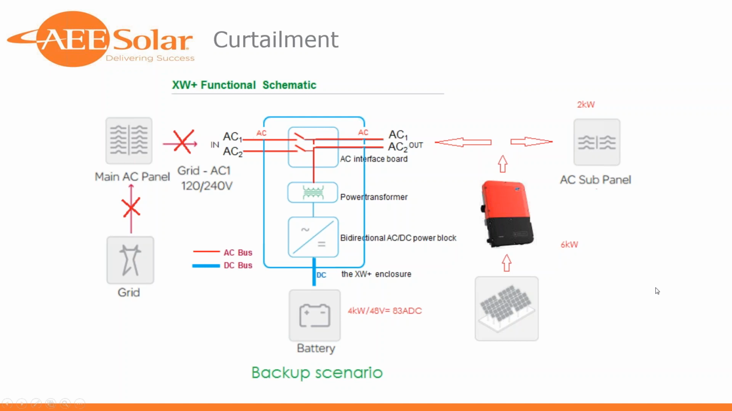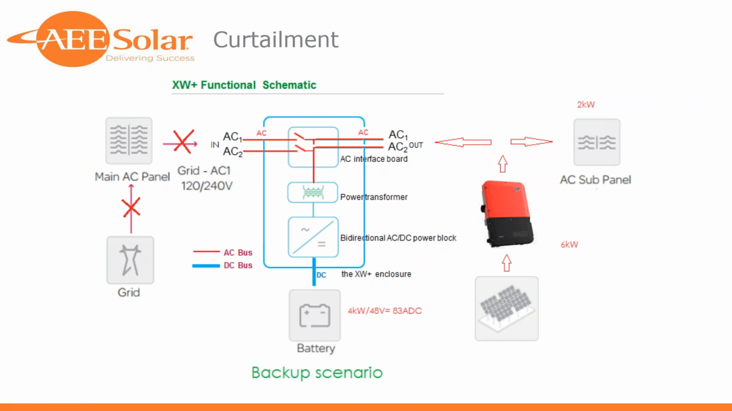So we're in backup mode. The system is continuing to produce power. In this case, the XW plus is inverting from battery to create an AC grid that the PV inverter is syncing to and injecting power onto. So hey, that sounds great.